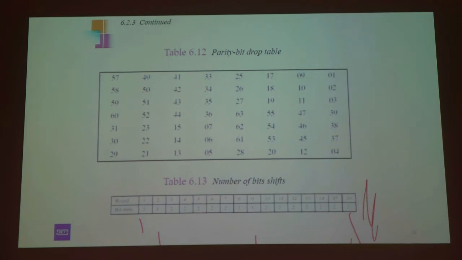Of the 64 bits, there are certain ones, so for example, bit number 8, number 16, number 24, number 32, these 8 parity bits will be dropped. Look at the order. The orders are different from 1, 2, 3. Let me check.